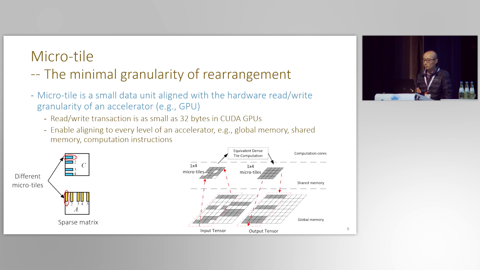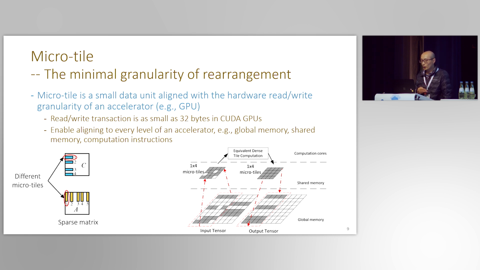So we introduce the microtile, the minimal granularity of the data rearrangement. A microtile is a small data unit aligned with the granularity of read-write transactions of accelerators, such as GPUs. The read-write transaction in CUDA GPUs is 32 bytes. So a microtile is much smaller than traditional tiles. The left are two examples of microtiles.